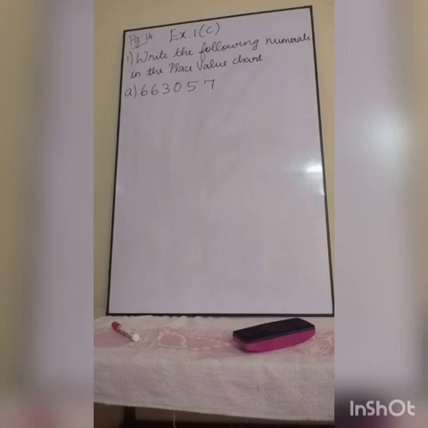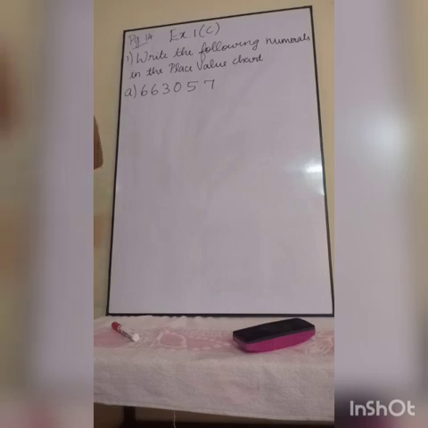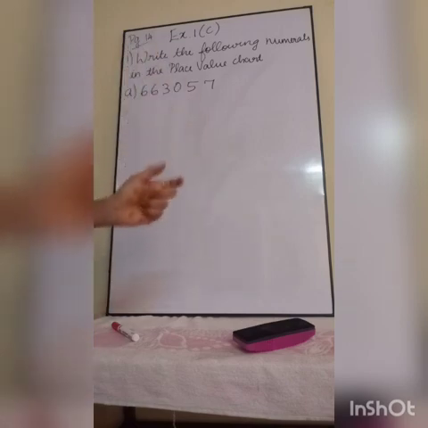See your exercise 1C. It is given on page number 14. Okay, you can take page number 14, children. In that first question, write the following numerals in the place value chart. What is meant by place value? It is a product of a digit and its place. Do you remember this definition which I have taught you in the previous session? It is nothing but the product of a digit and its value of a place.